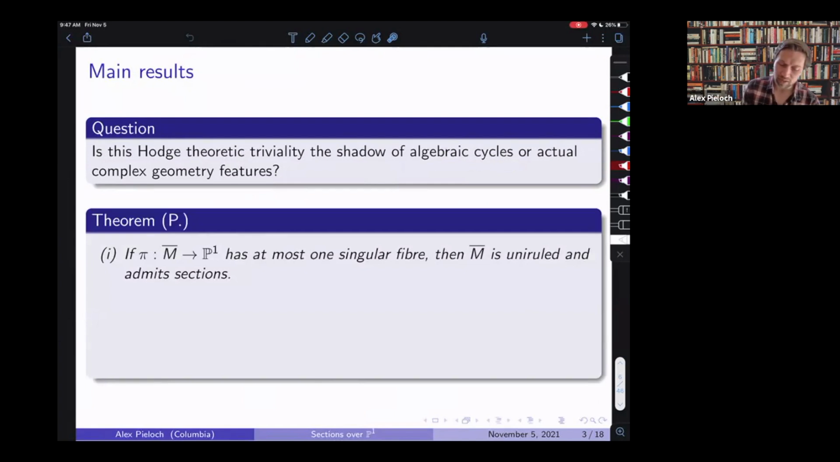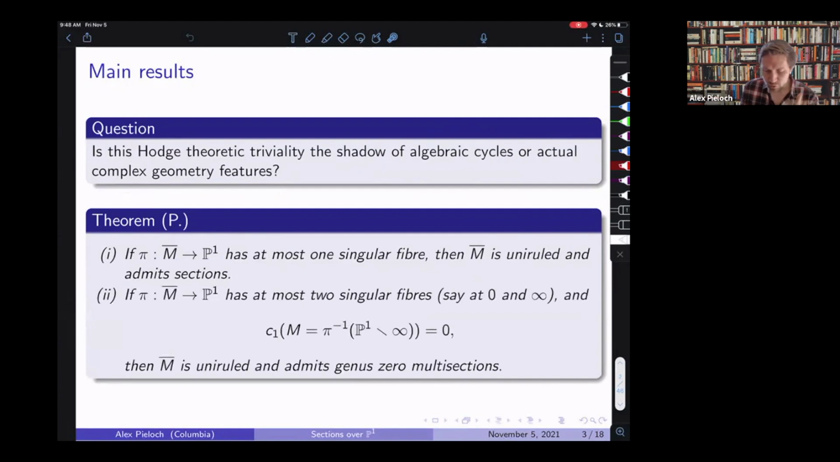So if we have one of these families with at most one singular fiber, then we get two conditions on these families. First, they actually have to admit sections. These correspond to the algebraic cycles that we're picking up. And moreover, for some family to fiber over P1 with at most one singular fiber, the family itself actually has to be uniruled. And so we're constraining the actual geometry of these families.